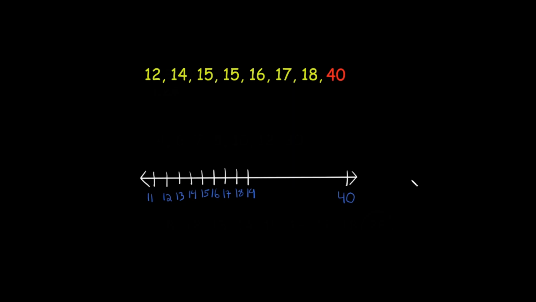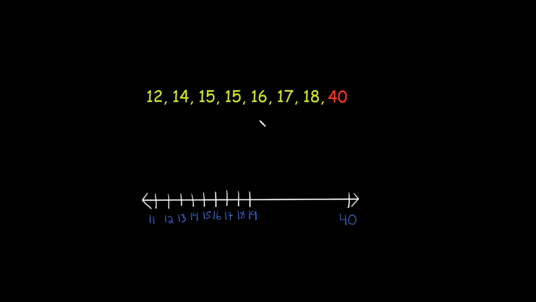Now what I'm going to do is kind of prove to you the importance of finding outliers in a data set. So what we're going to do in this case is actually find two means. We're going to find the mean of the data set from 12 to 18 here, and then the mean of the data set from 12 to 40. So let's go ahead and plot all of these points, which I will plot in white.